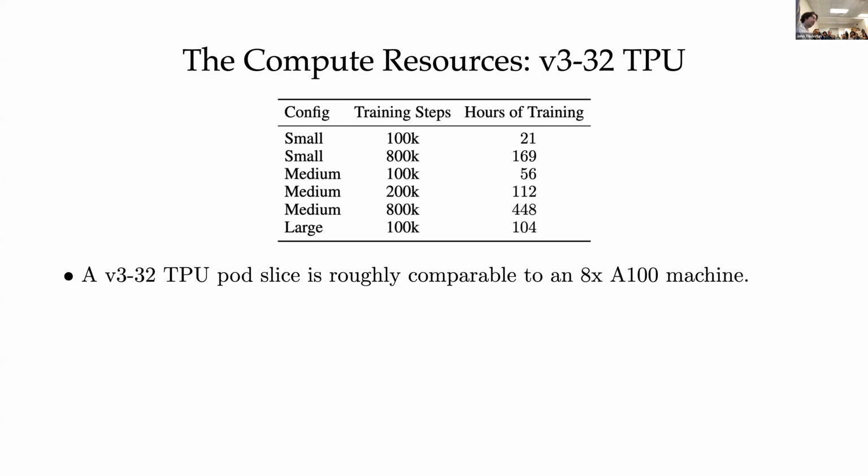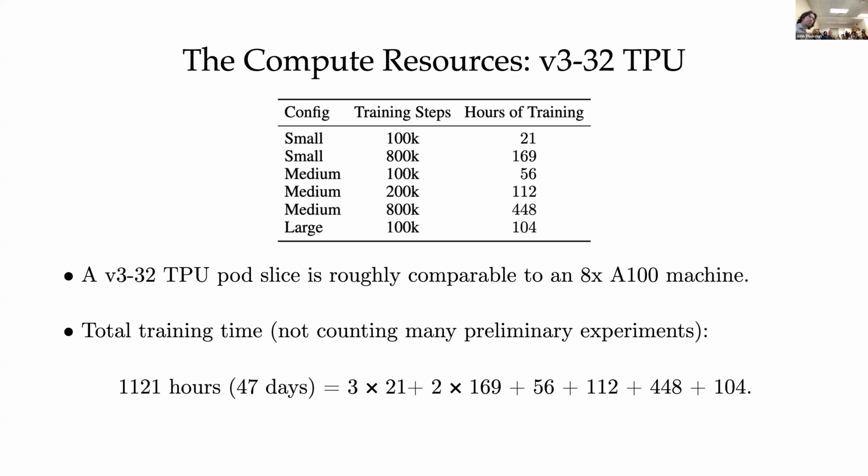We train them for either 100,000 steps or 800,000 steps, which are pretty standard training schedules. The hardware is these V3 Google TPU machines, generously provided by Google. If you're more familiar with GPUs, one of these V3-32 machines is approximately equivalent to 8 A100s linked together. We had multiple machines and did things in parallel, but if we did it all serially, it would have been 47 days on a machine with 8 A100s.